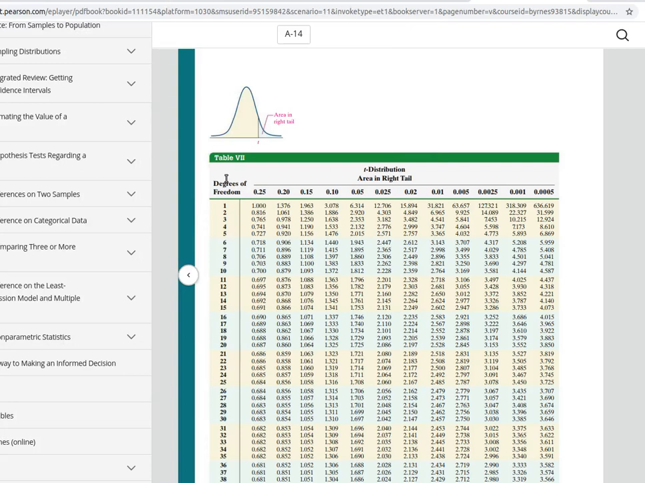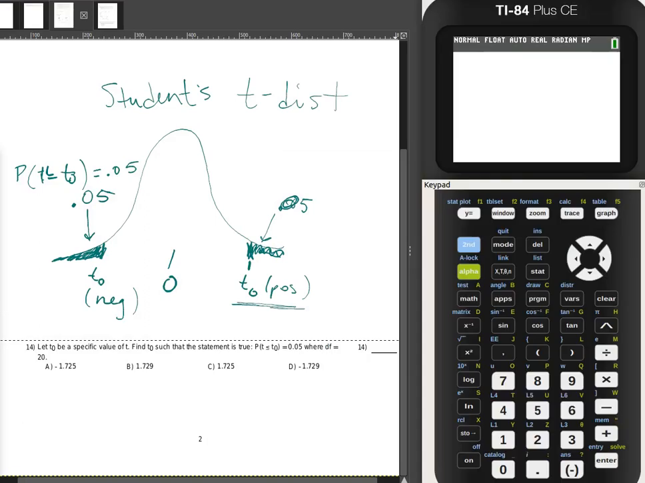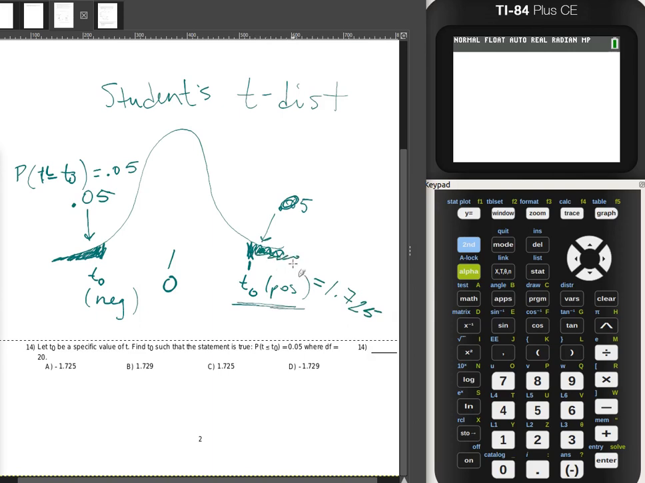So we need to find the degrees of freedom to be 20, which is here, going down this column. So we're looking all along the bottom of this particular blue block here, and we want the area to the right to be 0.05, which is here, and those come together here on this value, 1.725. So 1.725 is this value. That's the t-score that has area to the right of 0.05.